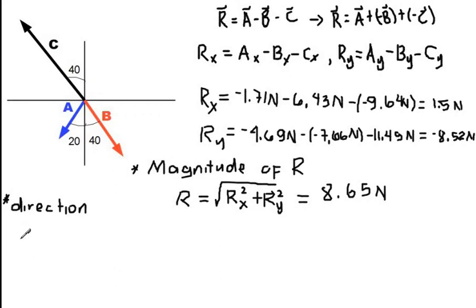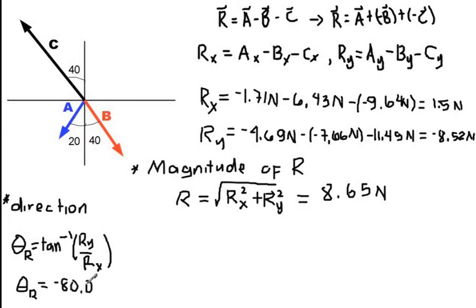Sunod, kuhaon na nato ang direction. And ang pinaka buhaton is kuhaon ang theta sa vector R. Kani, equivalent siya sa tangent inverse sa Ry over Rx. Okay, ang makuha nga theta, theta R kay equal to negative of 80.01 degrees.